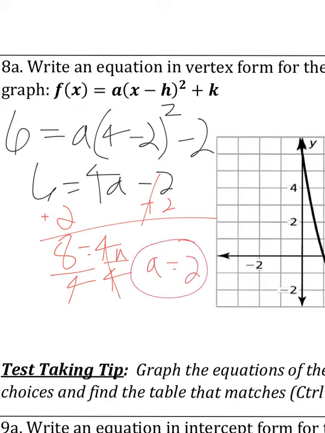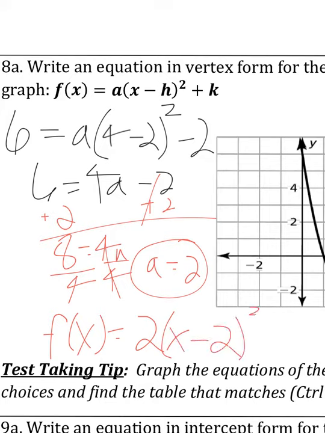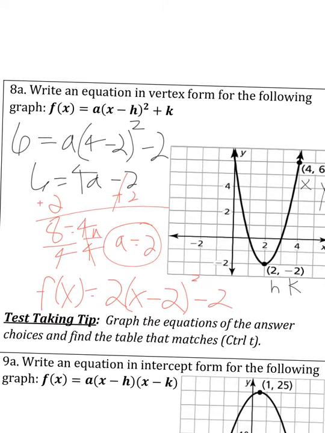So a equals 2. So what's my equation? F of x equals 2, comma, and then you always write the x. So x minus h, we had written x minus 2 squared minus 2, okay? So, yeah, that's the answer. And like I said, if you were to graph your answer choices, this would be one of the answer choices, because obviously I gave you the right answer.